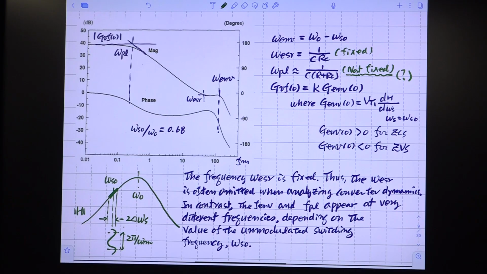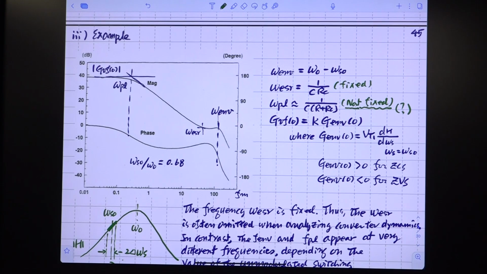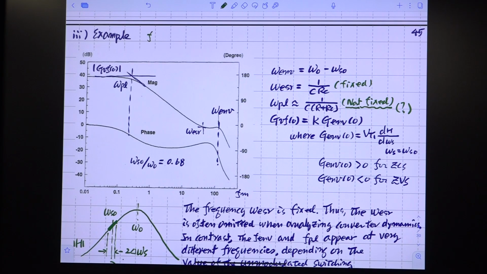For numerical validation, this experiment was done. This is taken from the parallel loaded series resonant converter, and the values of RC and C are given, and all the information is given. So based on that information, I evaluate omega ESR, which is 2 pi RC C.